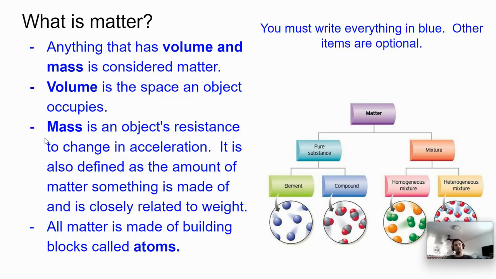Okay, but mass is just purely the object's resistance to change in acceleration. So the more massive something is, the more it resists acceleration. So it's harder to get it going faster or even to get it going slower. It's harder to change its motion. All right. And all matter is made of building blocks called atoms. So everything, all matter, is made of atoms.